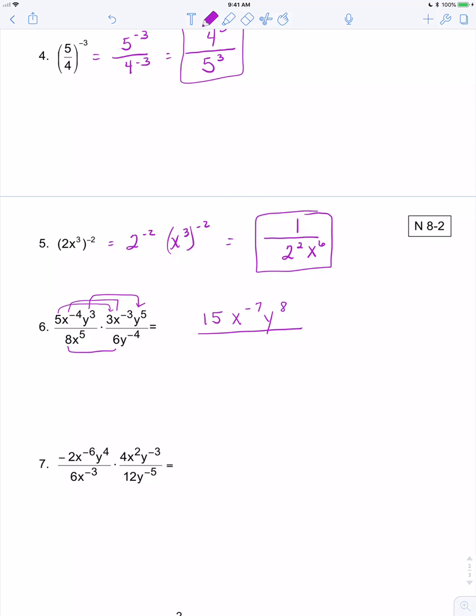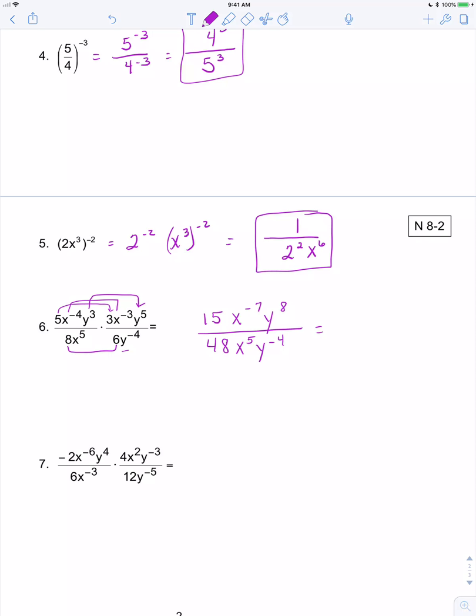All right, so now the bottom. Let's do numbers. 8 times 6 is 48. For x to the 5th, we don't have any other x's, so we're just going to say x to the 5th. We also don't have any other y's, so y to the negative 4. Okay, so now let's see if we can simplify from here since we've simplified across. So 15 divided by 48, does that reduce?